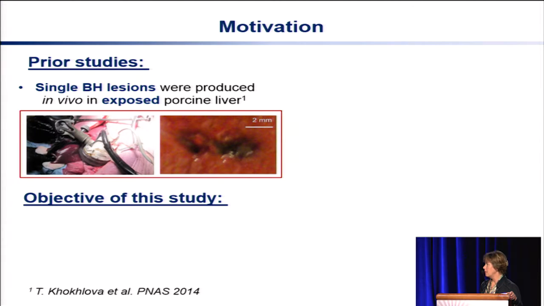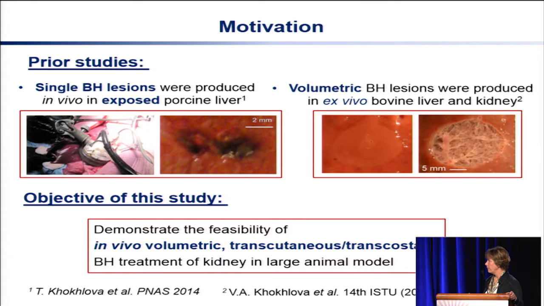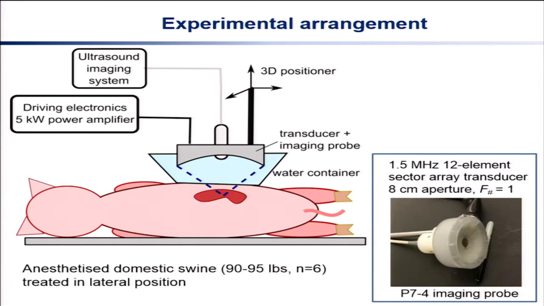In these studies, we have shown that single boiling histotripsy lesions can be produced in vivo in exposed porcine liver. In the next studies, we worked with the clinical systems, and we showed that volumetric boiling histotripsy lesions can be produced in ex vivo bovine liver and kidney. So the goal of this study was to demonstrate the feasibility of in vivo volumetric, transcutaneous, and partially transcostal ablation of kidney tissue in a large animal model. This is toward development of this method into clinical application.